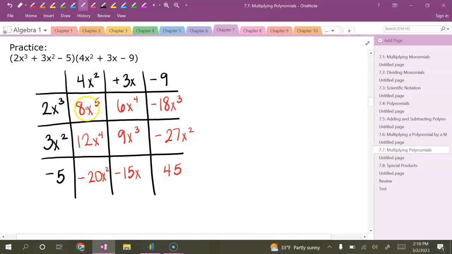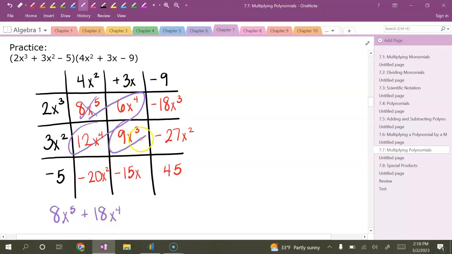My first term I need to write down is that 8x to the 5th. That's the leading term because it's got the highest degree. My x to the 4ths are right here, and those together should have been 18x to the 4th.